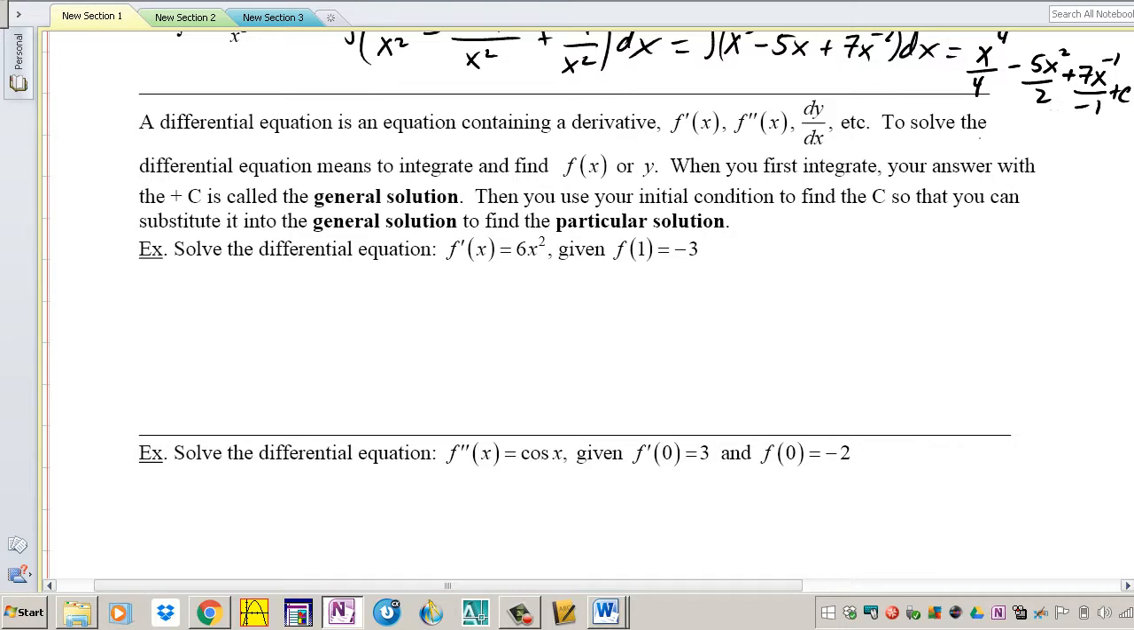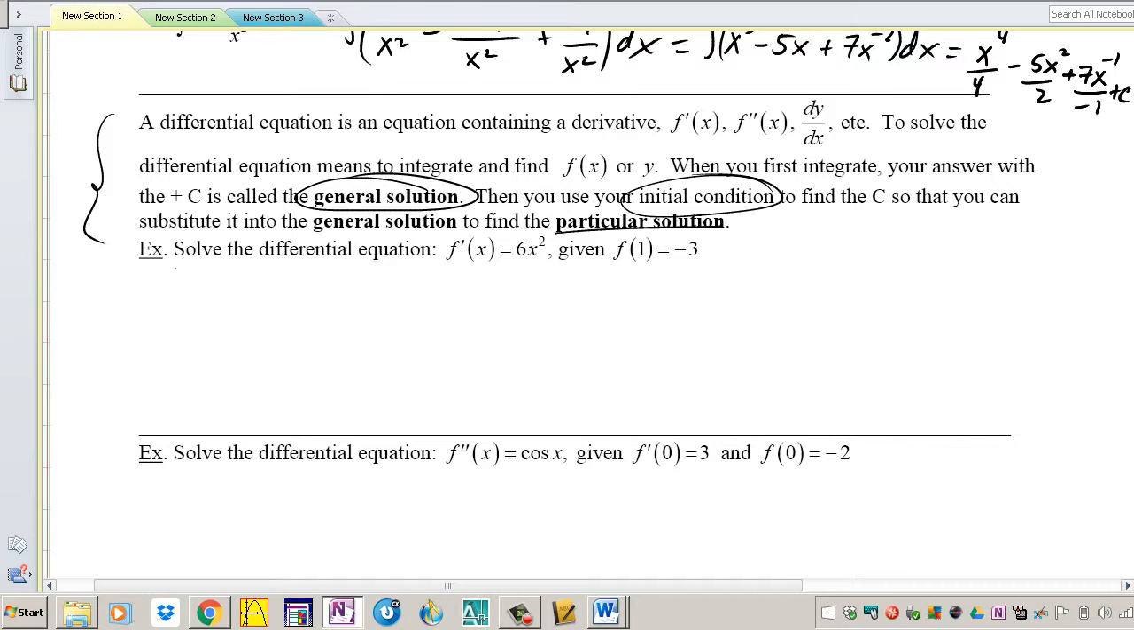All these solutions that we just derived, all these answers that were plus c, are called general solutions. So let me go ahead and read what this text says here. A differential equation is an equation containing a derivative. It can be any derivative, a first, second derivative, and so on. To solve a differential equation means to integrate and find f of x or y. When you first integrate, your answer with the plus c is called a general solution. Now, what does that mean? A general solution is a solution where we have a constant, where the constant can be any number, and the way to solve for c, we would need a point. Then you use your initial condition to find c so that you can substitute it into the general solution to find a particular solution.